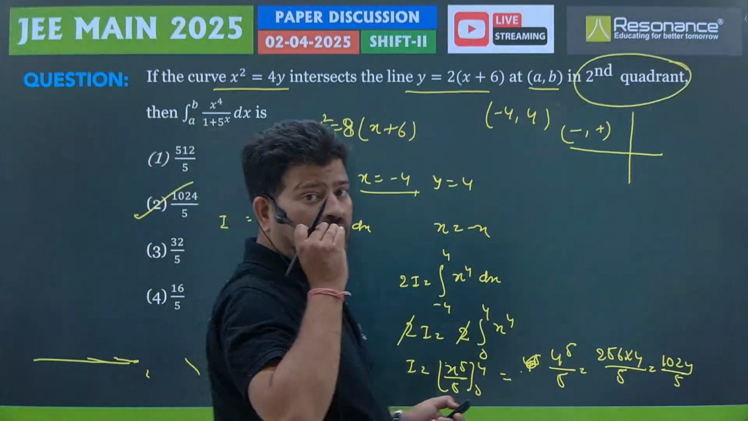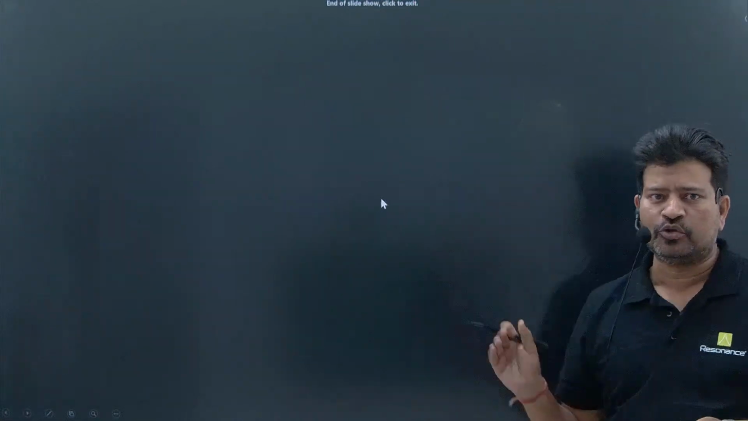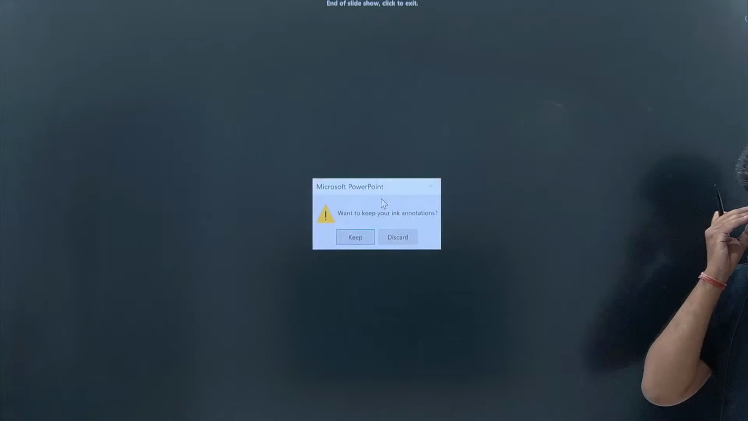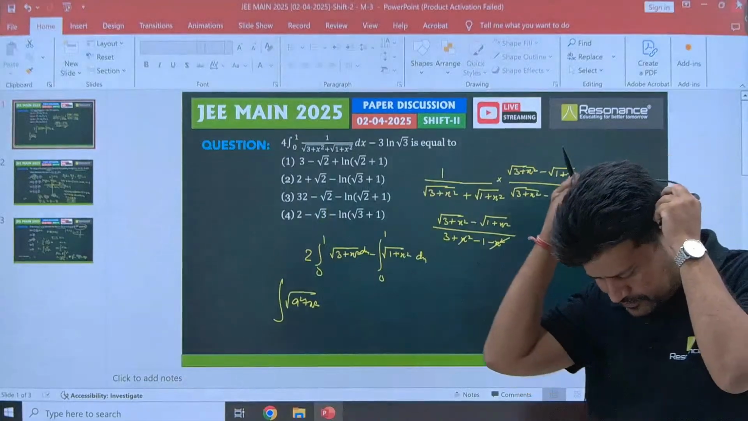Yeah, so according to the memory base, we can find up to this question only. So now chemistry sir is coming to explain the chemistry sum to all of you.